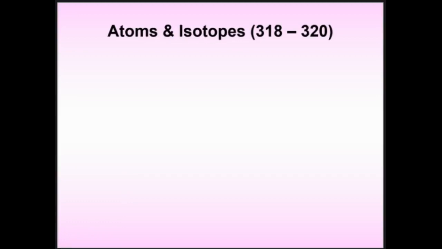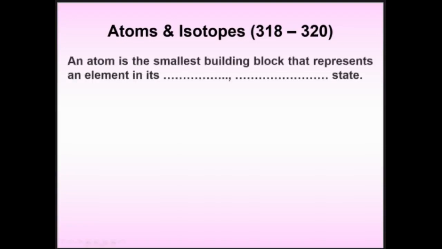How many people have heard about atoms? Of course, if you take grade 9 or 10 science, you know it. How about isotopes? So first one, an atom is the smallest building block that represents an element in its neutral, what we call single state, or pure state. Let's say pure state, single or pure state.